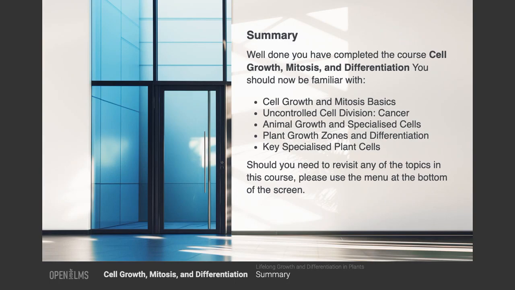Summary. Well done. You have completed the course, Cell Growth, Mitosis, and Differentiation. You should now be familiar with cell growth and mitosis basics, uncontrolled cell division, cancer, animal growth and specialized cells, plant growth zones and differentiation, and key specialized plant cells. Should you need to revisit any of the topics in this course, please use the menu at the bottom of the screen.